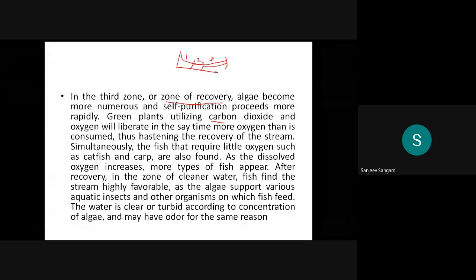Simultaneously the fish that require little oxygen, such as catfish and carps, are also found. As the dissolved oxygen increases, more types of fish appear. Slowly they will appear. After recovery comes the clear water zone. Fish find the stream highly favorable. If the fish are there, it means it is clear water. If the fish are not there, it means it is stagnant water and it is not good for health. As the algae support various aquatic insects and other organisms on which the fish feed, the water is clear or turbid according to the concentration of algae.